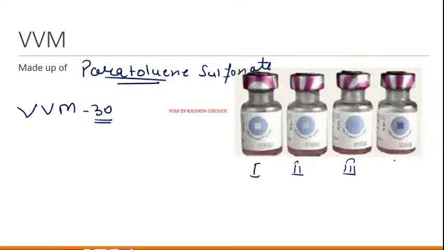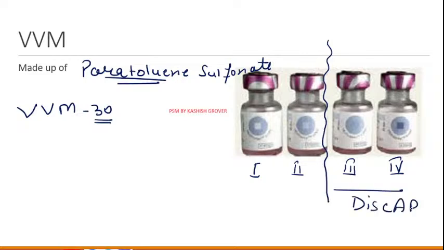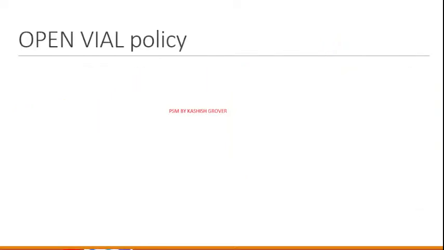If inner square is dark, it is stage 4. So after stage 2, we discard the vaccine. Now, open vial policy.